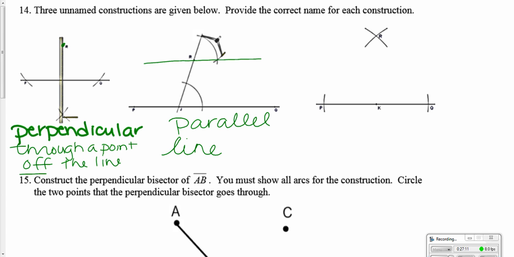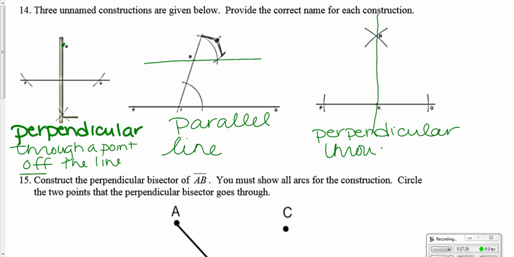And the last one, here's the point we were making our perpendicular through, if we will notice right here. We went through point K. This is our perpendicular through a point on the line.